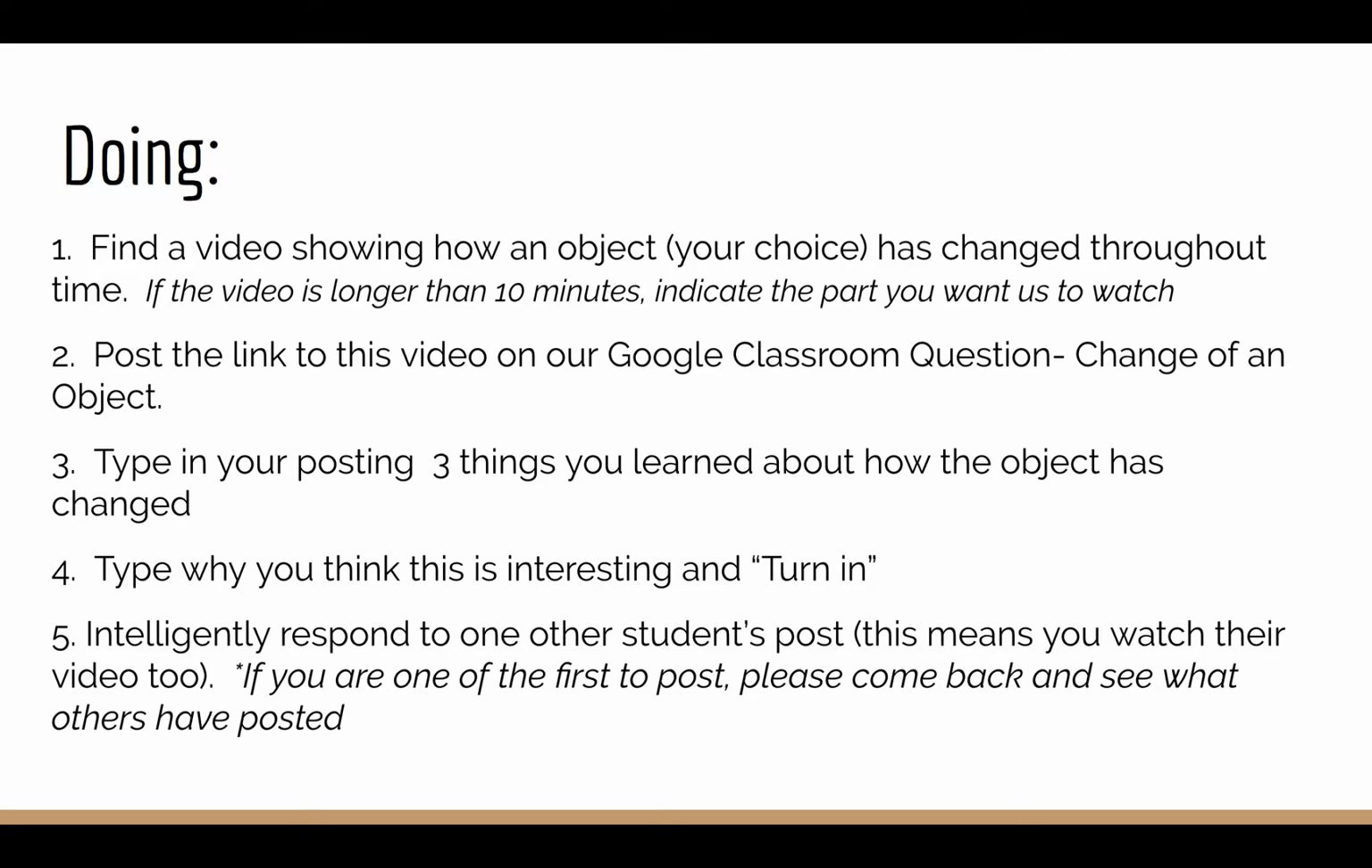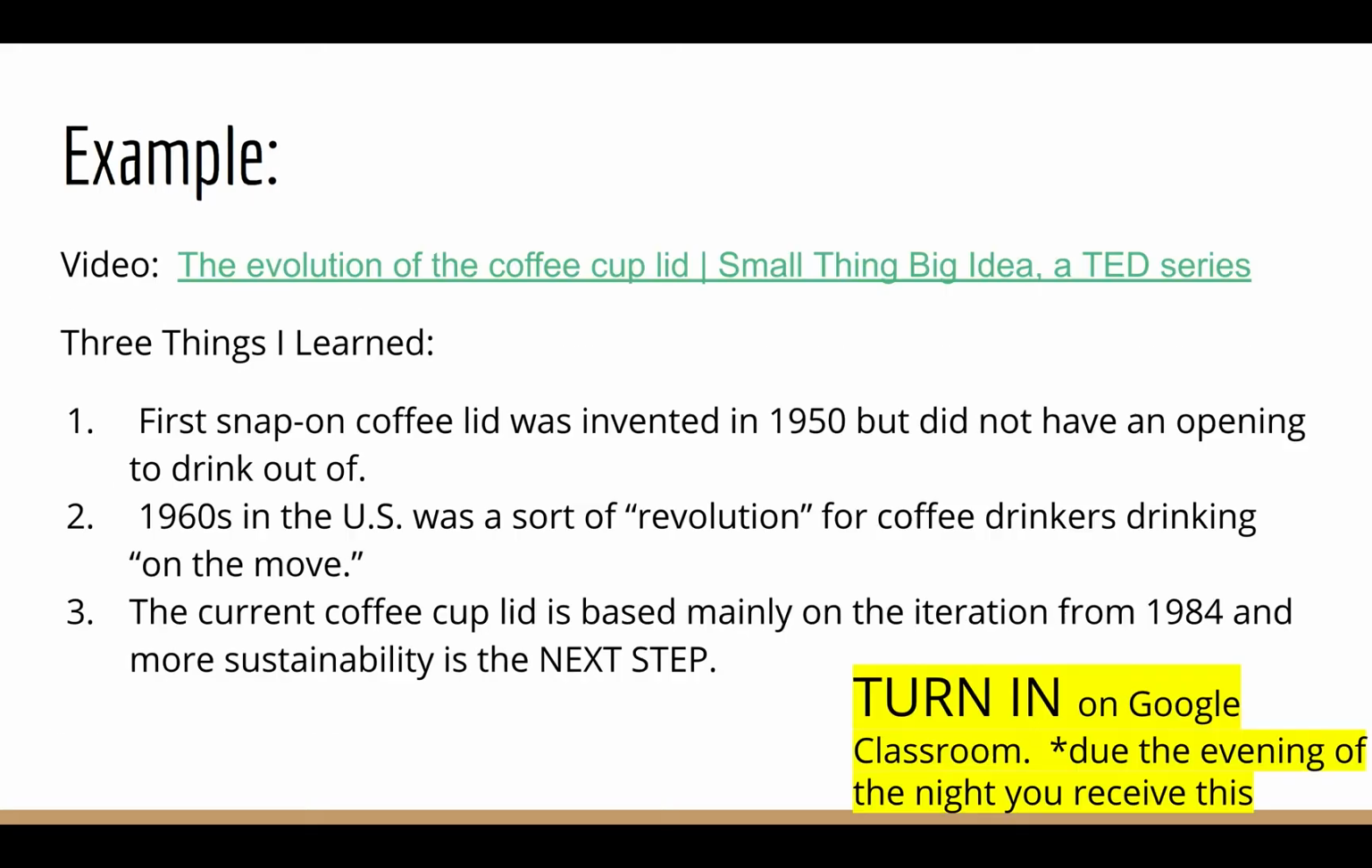Please post a link of your video on the Google Classroom question, and the question's called Change of an Object. In your posting, type 3 things that you learned about how the object has changed, and then include why you thought those things were interesting, and you'll turn it in. Step number 5 is probably the most important part, and that is for you to participate in the group discussion, which is your whole class, and intelligently respond to one other student's post.